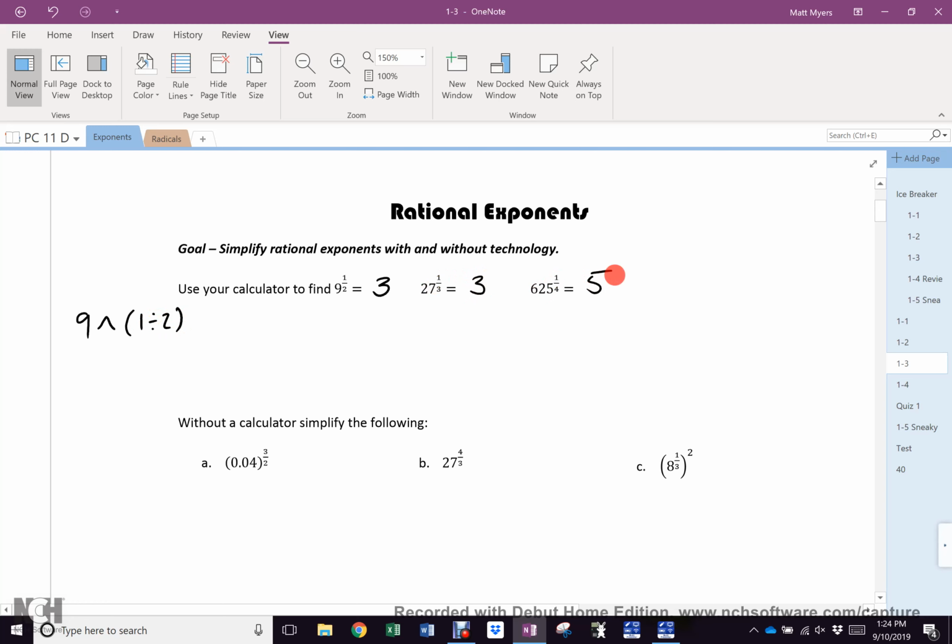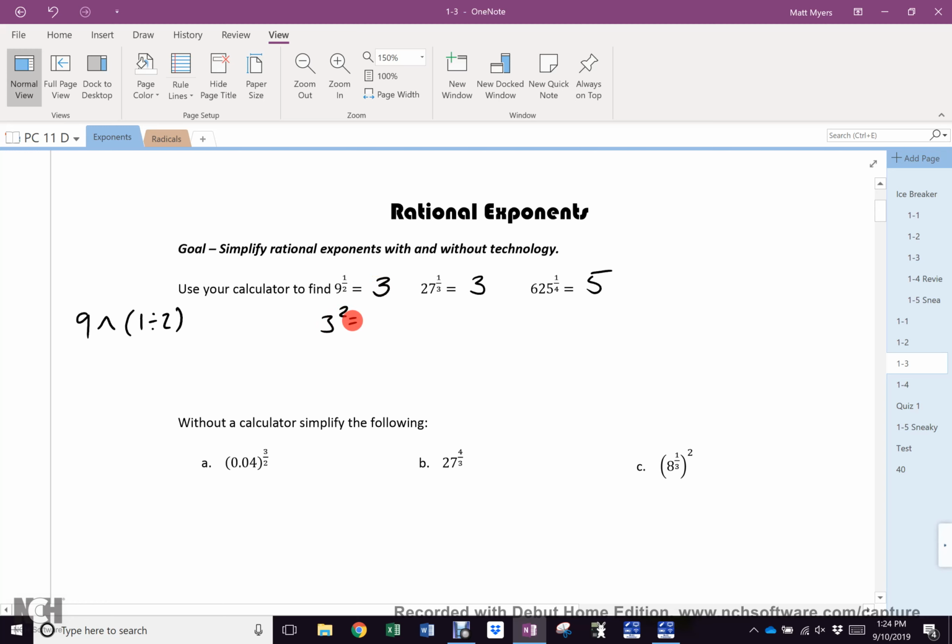Why is that? Well, does this make any kind of sense? 9 to the 1/2. That means, this is page 16, that means 9 multiplied by itself half a time. That makes no sense, right? This doesn't make any sense. But again, we could do the chart and explain why. This is what happens, though. 9 to the 1/2 equals 3.